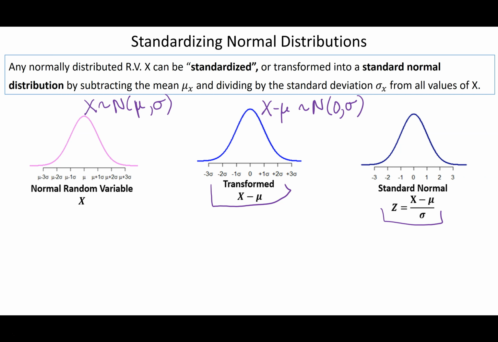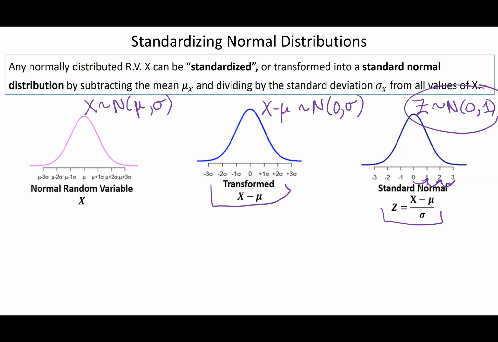Then when you divide by sigma, this means you're 1 standard deviation above the mean. You're 2 standard deviations above. So you've now translated into number of standard deviations away from the mean. So Z is going to be normal 0, 1.